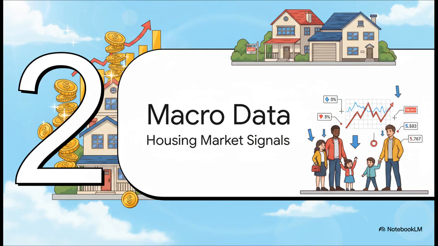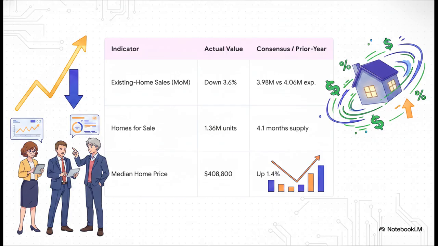Okay, let's keep building on that. Moving on to Section 2, Macro Data Analysis. Here, we're going to zero in on some stagflationary signals that are popping up in the housing market. So, the March data is telling a story of divergence: lower volume, but higher prices. Let's walk through these numbers.